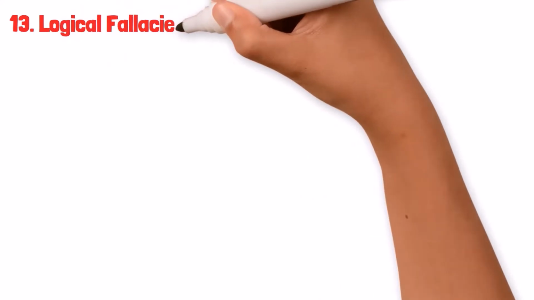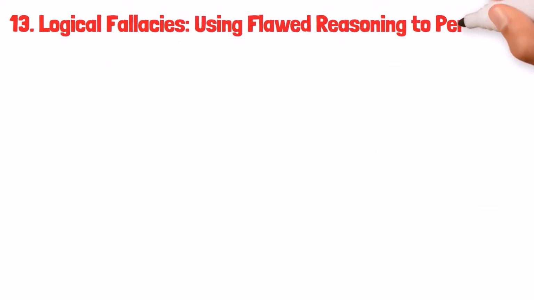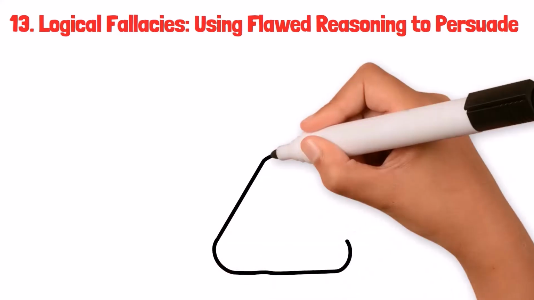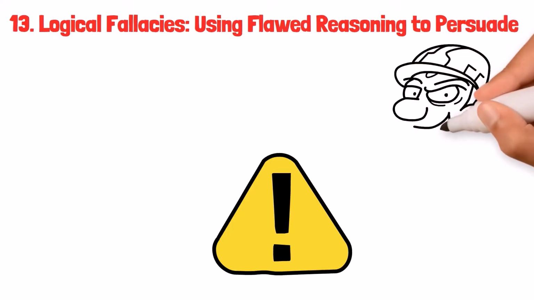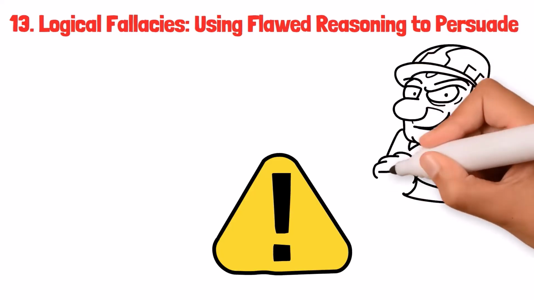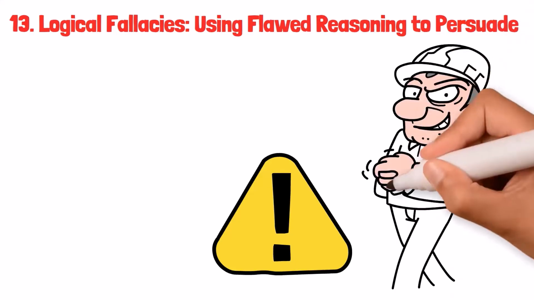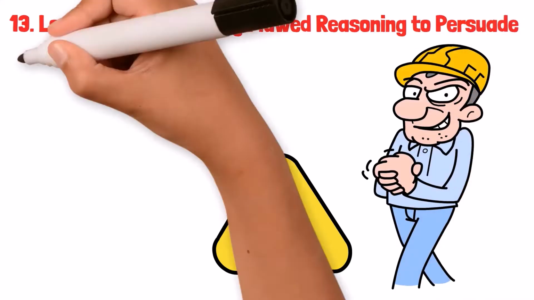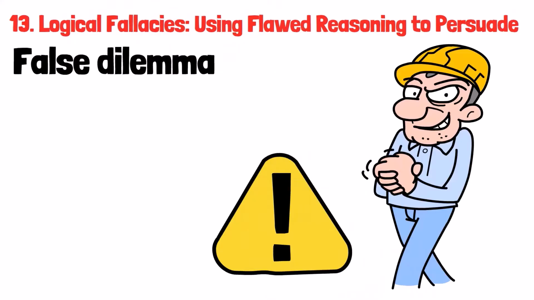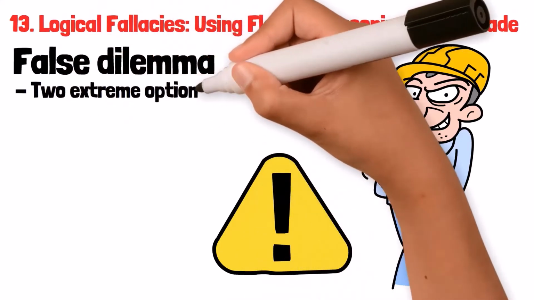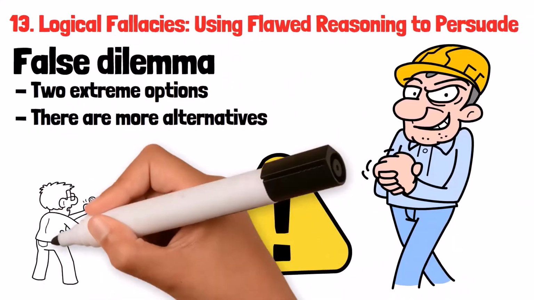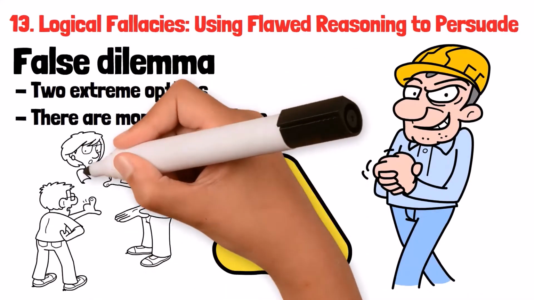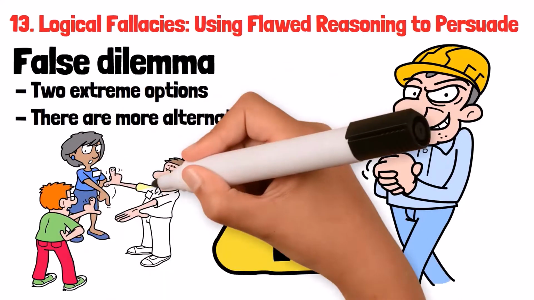13. Logical fallacies, using flawed reasoning to persuade. Logical fallacies are errors in reasoning that undermine the logic of an argument. These fallacies are often used in propaganda to mislead or deceive the audience by presenting arguments that seem logical but are actually flawed. For example, a false dilemma fallacy might present only two extreme options when, in reality, there are more alternatives. This can force the audience to choose between two undesirable outcomes, pushing them toward the propagandist's preferred choice.